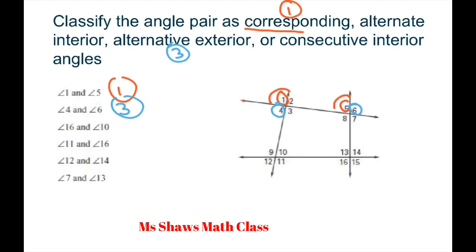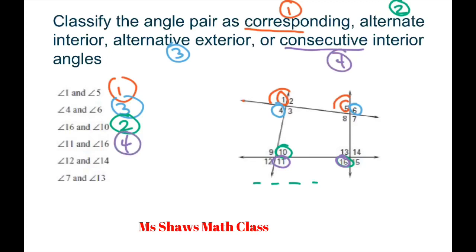We have 16 and 10. Those are on alternating inside. If you drew another line here. So that's going to be alternate interior, which is number 2. Then we have 11 and 16. These are on the same line, and they're not alternating, so they're consecutive interior, which I will call number 4.